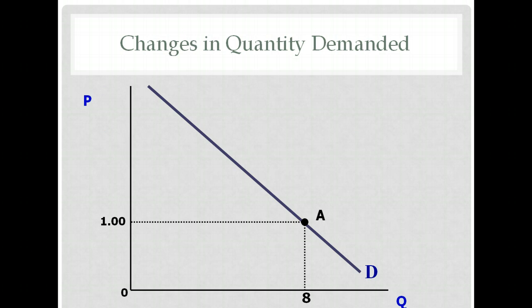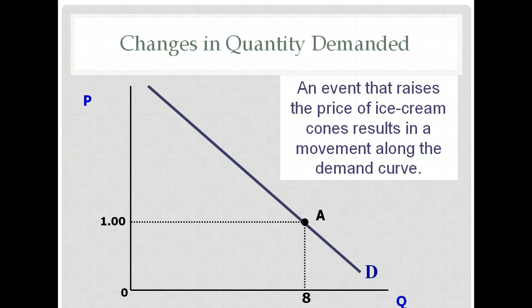Okay, so again, let's say we're back here and we have some good that costs $1, and apparently at $1, there's a quantity demand of 8. Now, if the price was to rise, and again, making a note there, an event that raises the price of ice cream cone results in a movement along the demand curve. Okay, so let's say the price rises to $2. Now, we don't know why the price might rise to $2. There's probably many, many reasons. The government could put a tax on it. There could be a change in a lot of things. But for right now, let's just assume that the price is rising to $2.